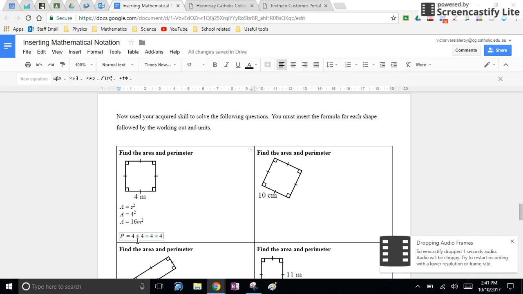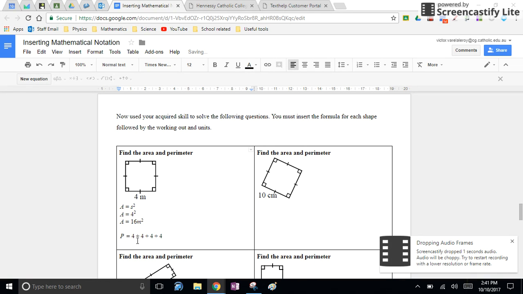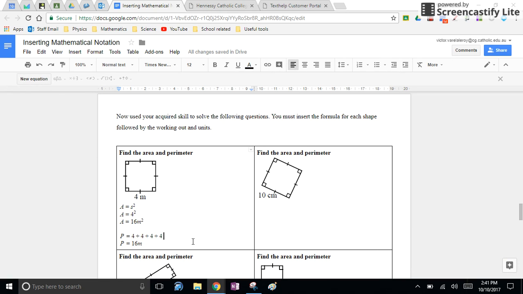And now you are going to go across and insert another equation. The perimeter equals, what's 4 plus 4 plus 4 plus 4? Well, you can do it in your head. Also 16, pure coincidence, but this time the units are only meters. Perimeters are only meter units.